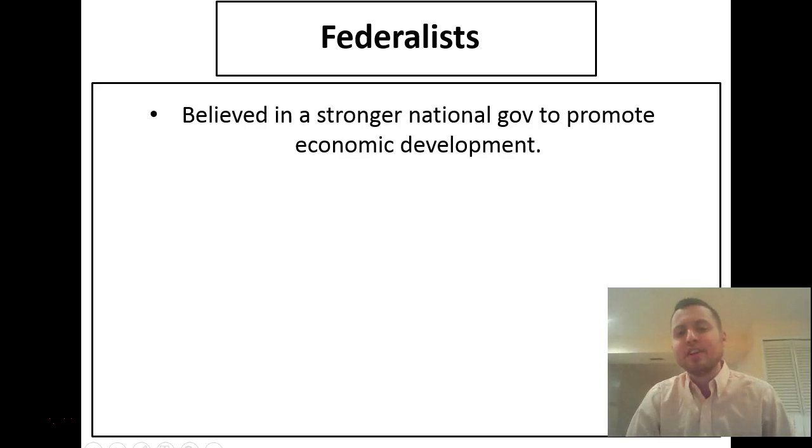You know, they believed in a stronger national government to promote economic development. They wanted the economy to do well. The economy was not doing well, and the Articles of Confederation couldn't do anything, so they wanted a strong government to fix a lot of the economic problems in the United States. Issues over debt, issues over interstate commerce. That's what the Federalists believed.